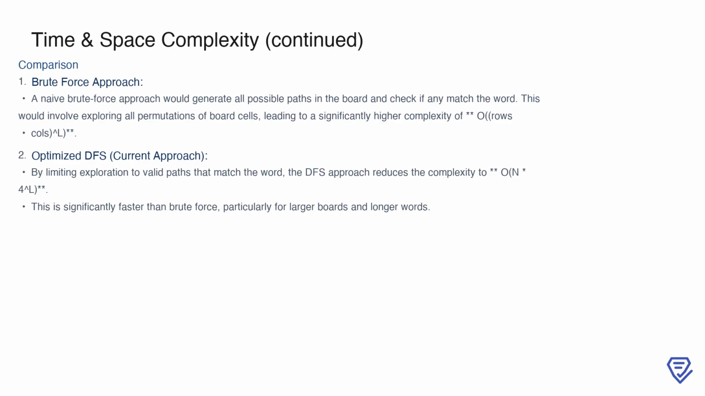A naive brute force solution would generate all possible paths within the board and check if any of them match the word. This would involve exploring all permutations of the board cells, leading to a time complexity that grows exponentially with the size of the board and the word length. In contrast, the optimized DFS approach significantly reduces the number of paths explored by focusing only on valid paths that could potentially match the word.